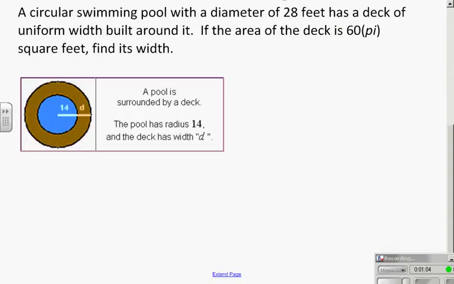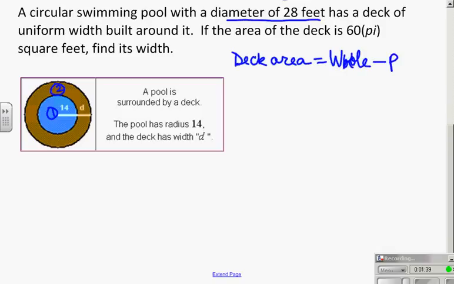Now, things get more interesting when we start dealing with problems like this. A circular swimming pool with a diameter of 28 feet has a deck of uniform width built around it. If the area of the deck is 60 pi square feet, find its width. So what we've really done here is we've divided this up into a couple of areas. And we've said that the deck area, which I have labeled 1, would be equal to the whole area, the larger circle, minus the pool.